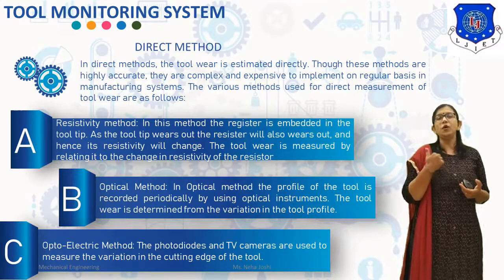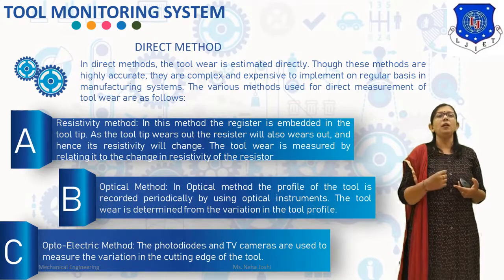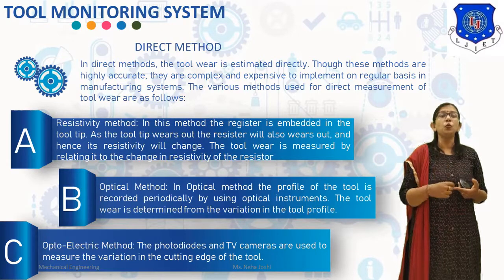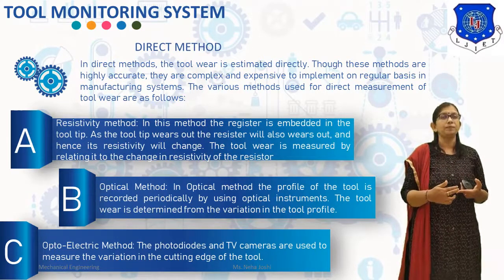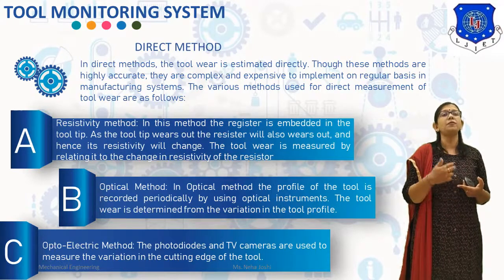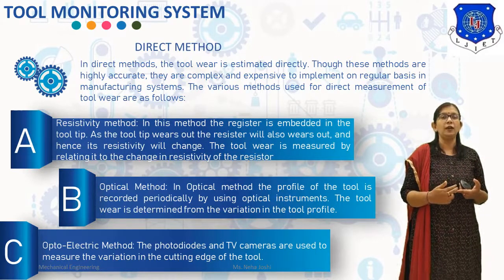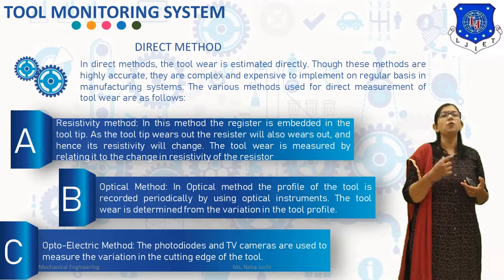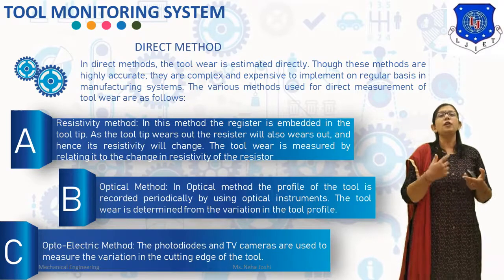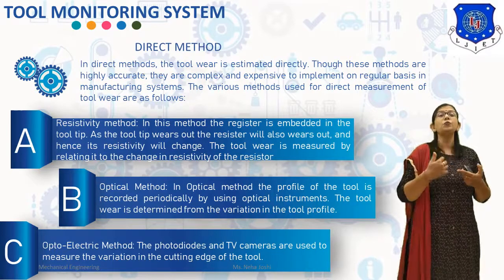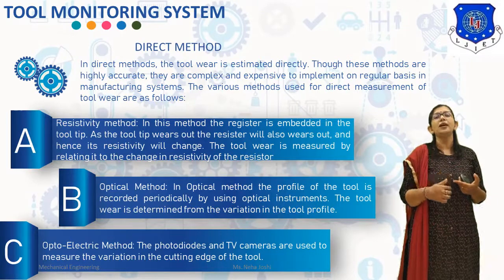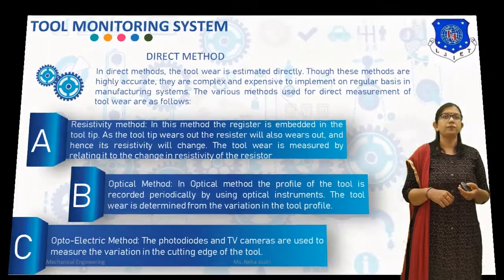The next method is the optical method. In the optical method, the profile of the tool is recorded periodically by using an optical instrument. The tool wear is determined from the variation in the tool profile. And the last method is the optoelectronic method. Photodiodes and TV cameras are used to measure the variation in the cutting edge of the tool.